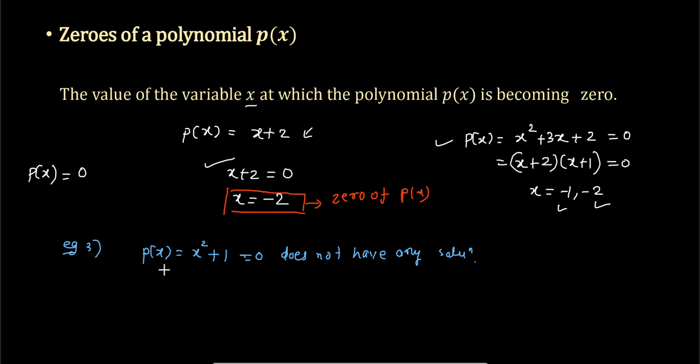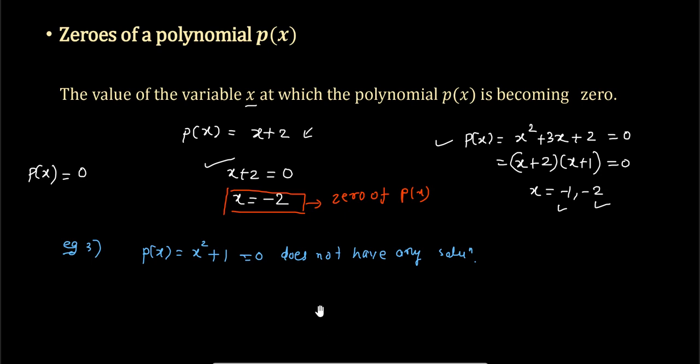Right? So a polynomial p(x) may have 5 zeros, it may have 4 zeros, 3 zeros, 2 zeros, 1 zero, or no zeros. It depends on how the polynomial is defined. Okay, so this is regarding zeros of polynomial.